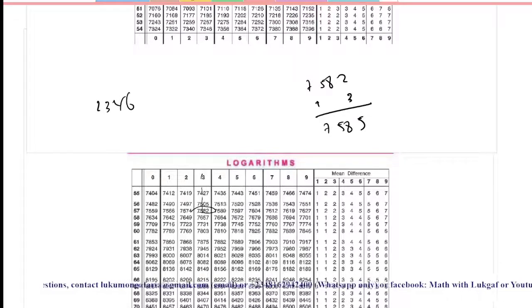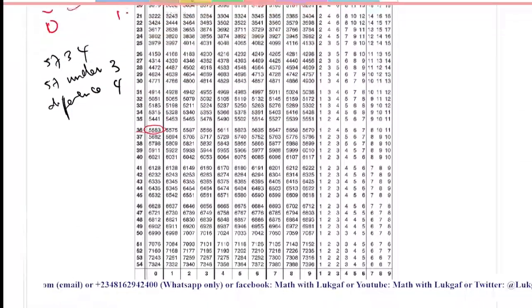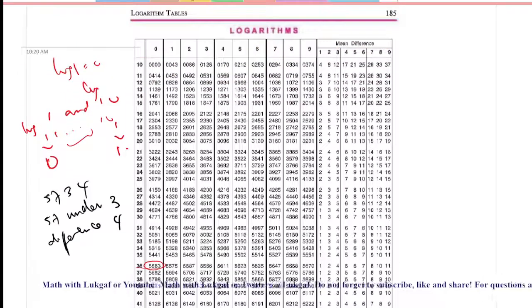Then you choose the first two numbers here. So you check 23 under 4, difference 6. So 23 under 4. This is 4. So corresponding here, you have 23 under 4. Then difference 6. You know this is your difference 6. That is 11.